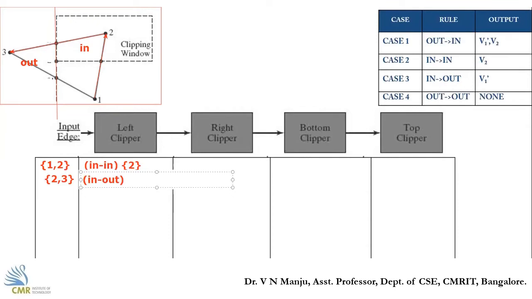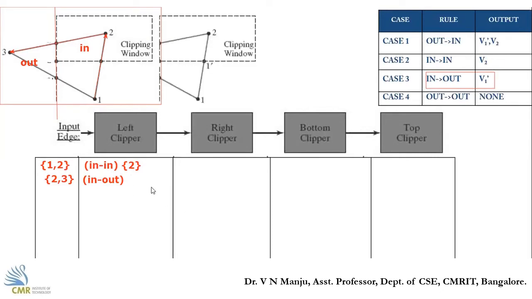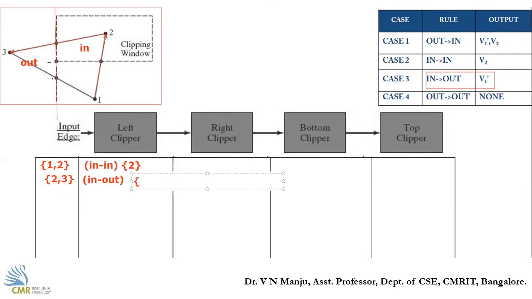What is in to out? In to out gives V1 dash. What is the V1 here? It is 2. So I will write it here as V1 dash. V1 dash is what? V1 is 2, from V1, V2. Okay, clear?